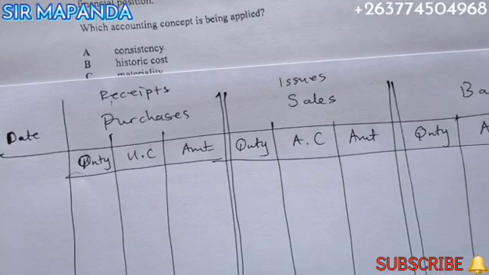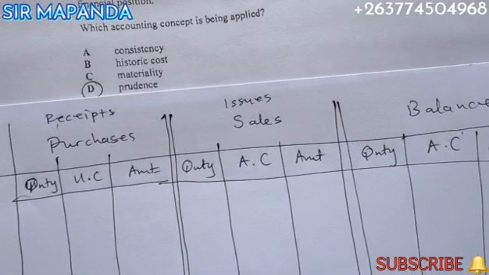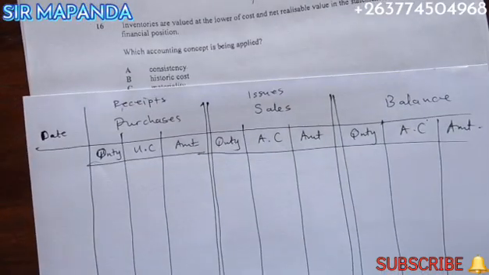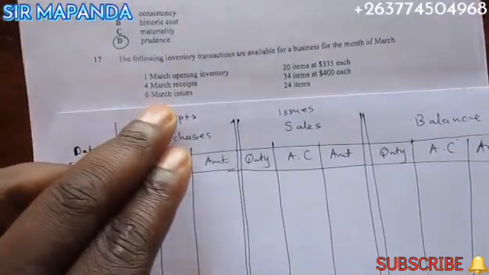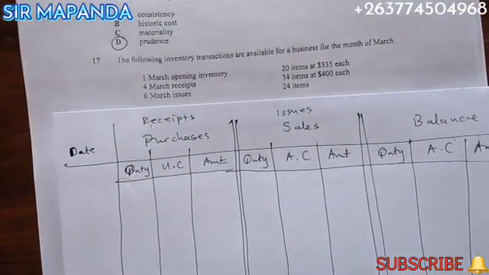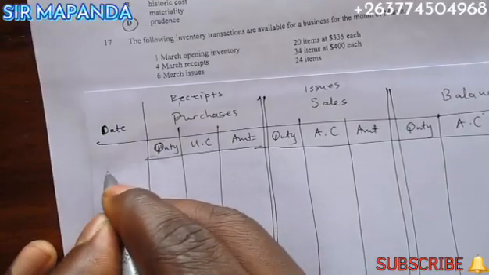Purchases are also known as receipts. Sales are also known as issues. Then we have a balance column. Right, I hope you are following. Right, so the first transaction took place on 1 March. So I'm going to write 1 March here, or March 1.